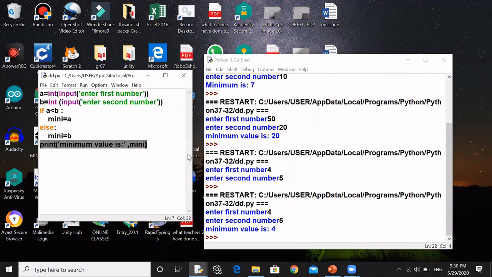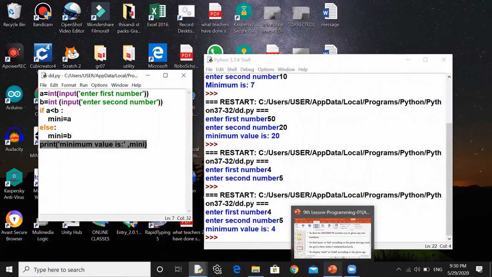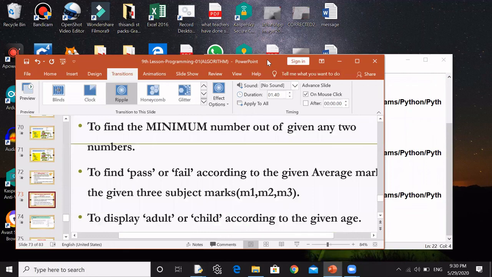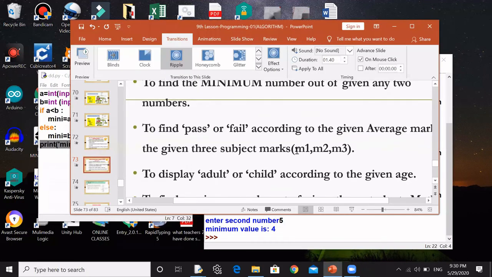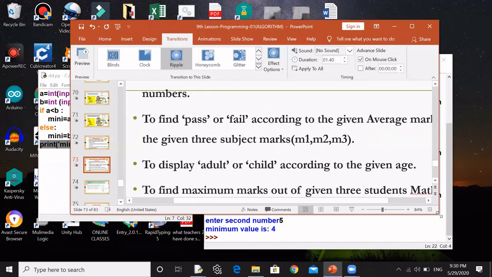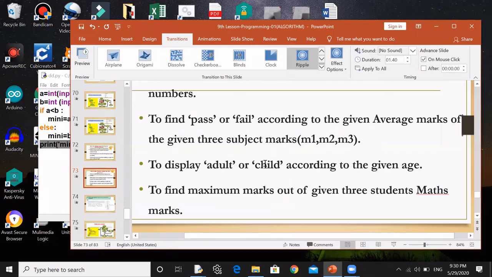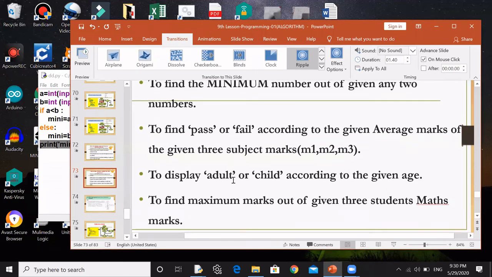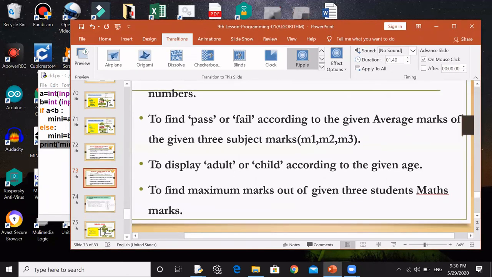So this is very important. You should do the practicals at home, right? You should do the practicals at home, right? So you can see there are other questions, pass fail, right?